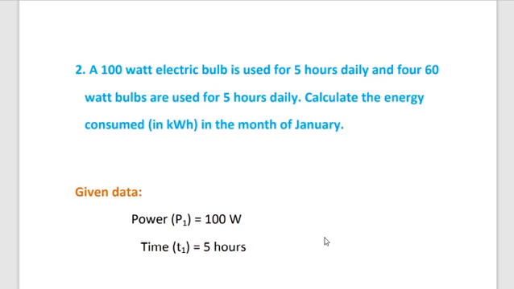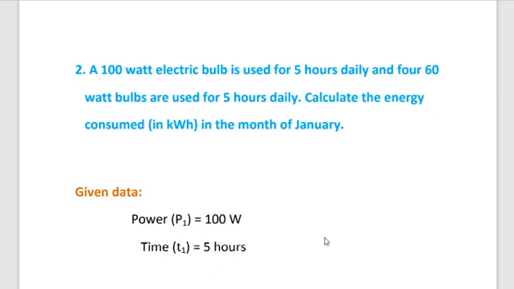What is the second problem? A 100 watt electric bulb is used for 5 hours daily, and 4 60-watt bulbs are used for 5 hours daily. Calculate the energy consumed in kilowatt hour in the month of January.